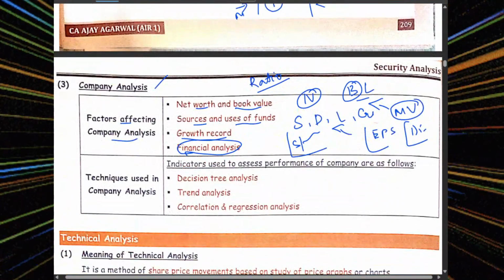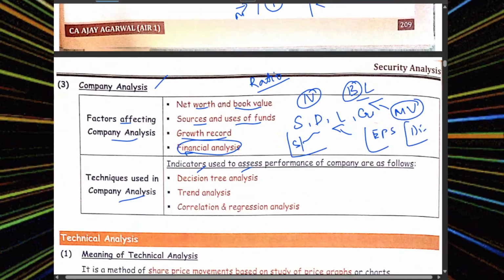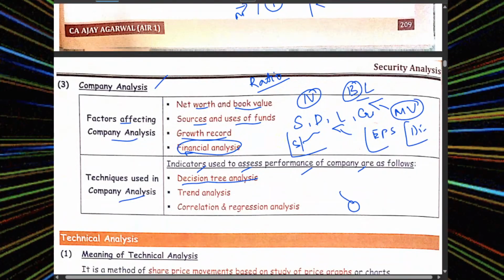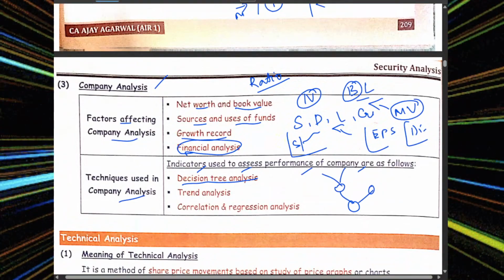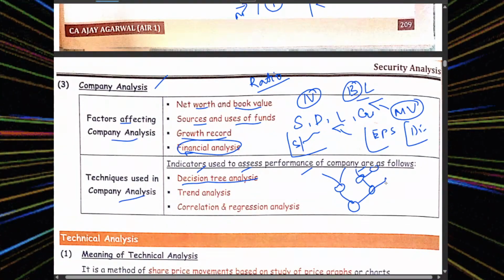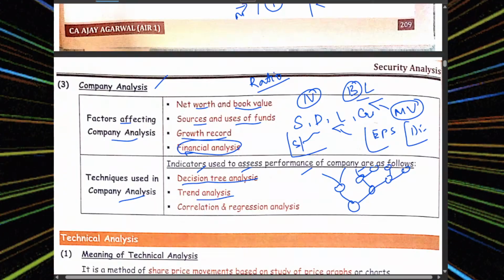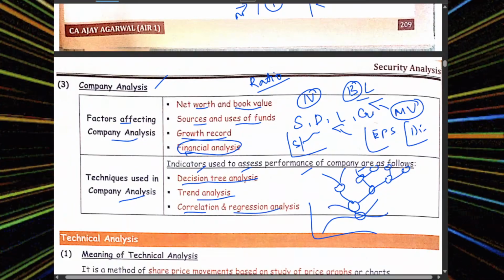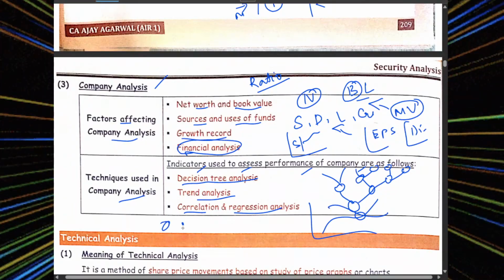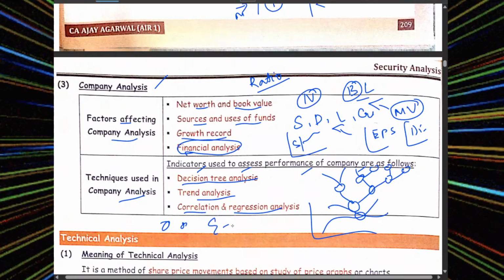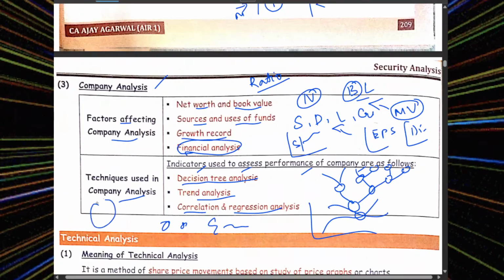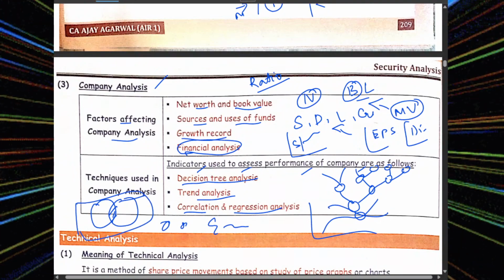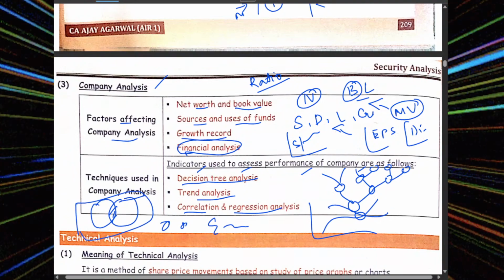Techniques used in company analysis. What are the technique indicators used to assess the performance of the company? As follows: decision tree analysis. This is a kind of decision tree analysis. Trend analysis: we will put it in and see what the trend is. Correlation regression analysis: we will put a formula on that, and based on the formula we see what is happening. That is correlation regression. How it is matching. These are all the things you will see to get this data. This is all we need to know about company analysis.